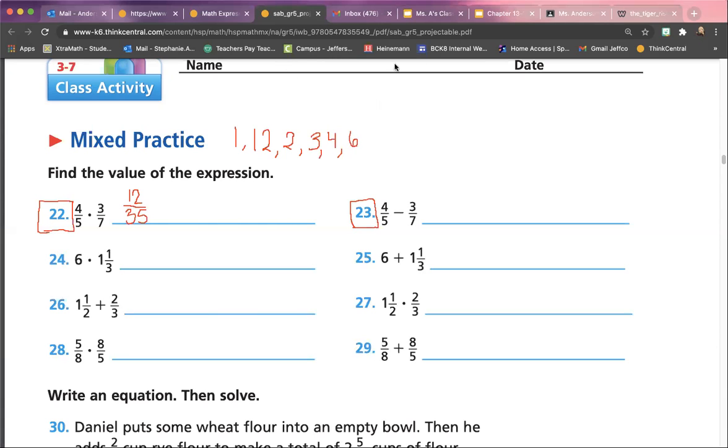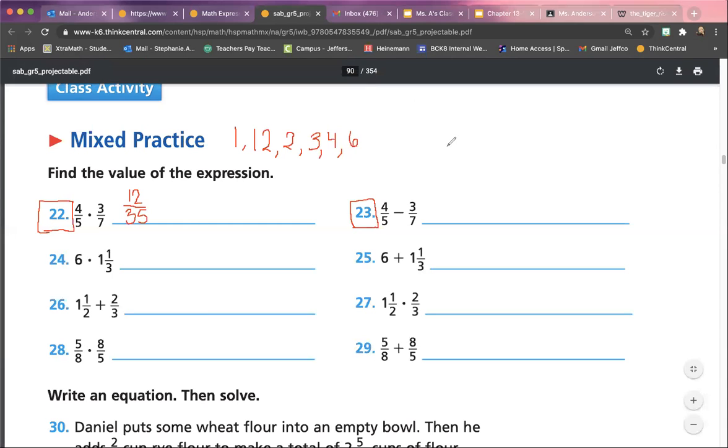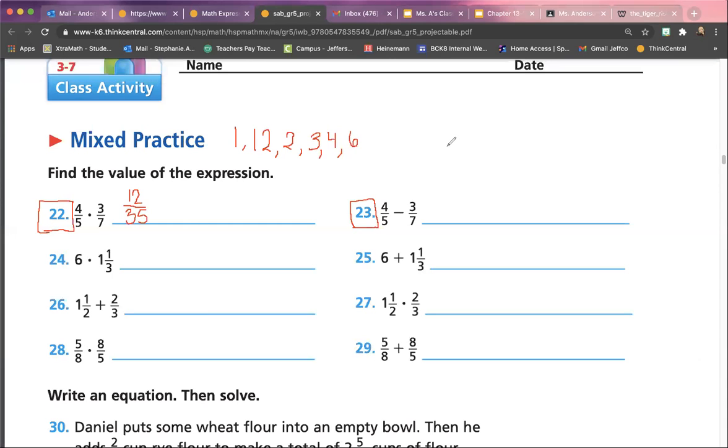Can I just go ahead and subtract 5ths and 7ths? No. Why not? Because the denominators are not the same. Thank you, Gio. They're not the same, right? So I need to find a common denominator because I cannot subtract 5ths and 7ths.